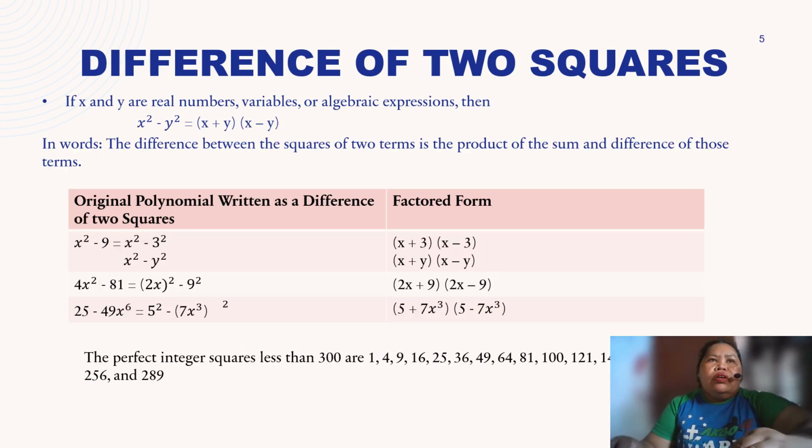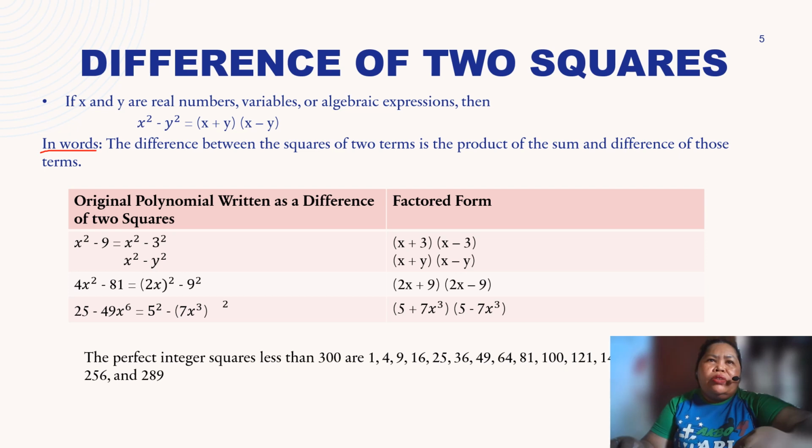Now, if x and y are real numbers, variables, or algebraic expressions, then x squared minus y squared equals x plus y times x minus y. In other words, the difference of the squares of two terms is the product of the sum and difference of those terms. So look at this one.